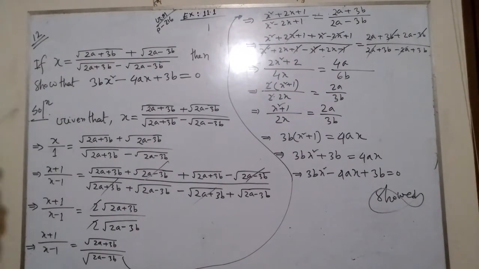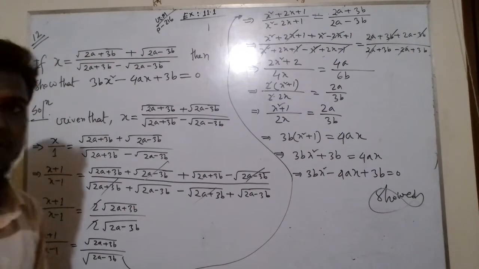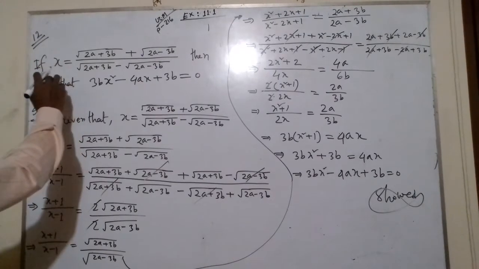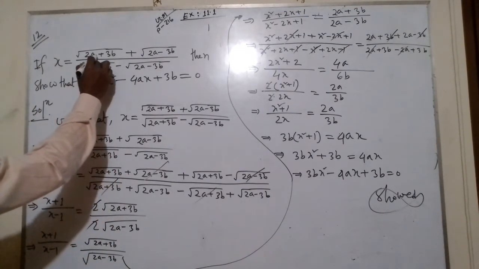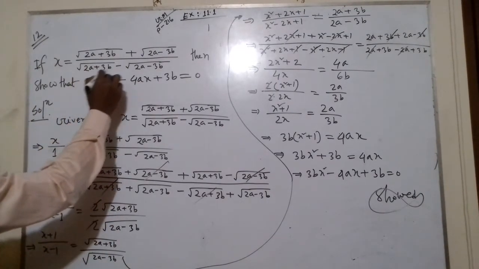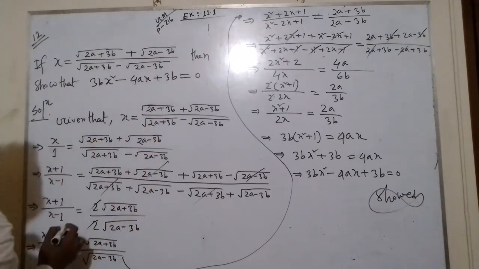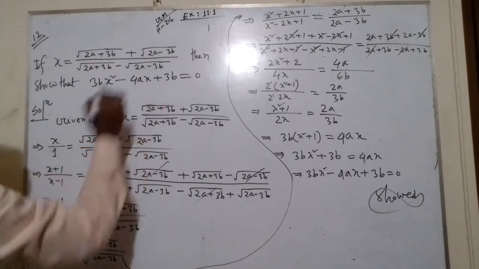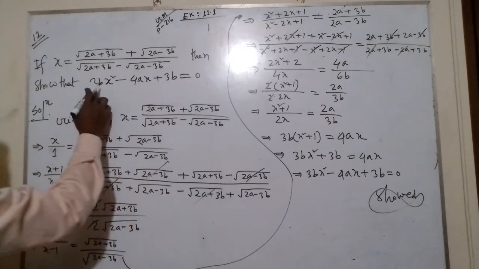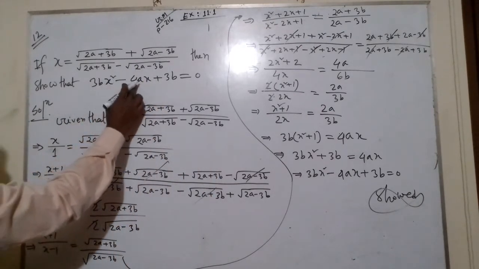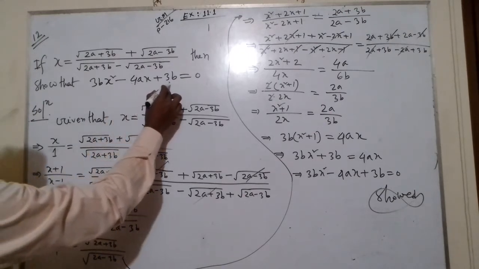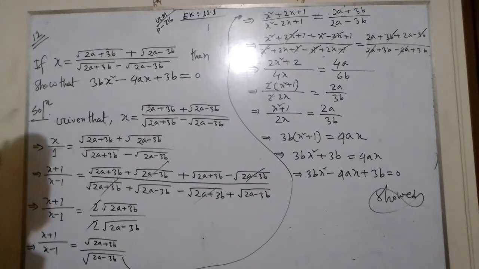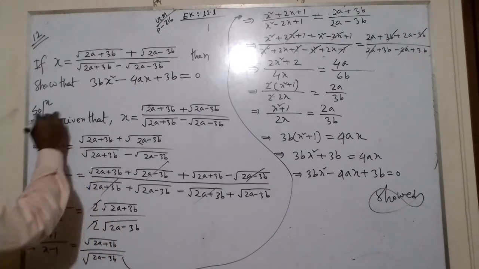This is problem number 12. If x = (√(2a + 3b) + √(2a − 3b)) / (√(2a + 3b) − √(2a − 3b)), then show that 3b x² − 4a x + 3b = 0. So let's start our solution.